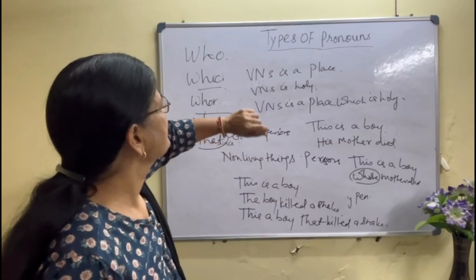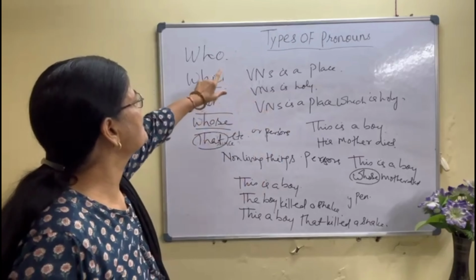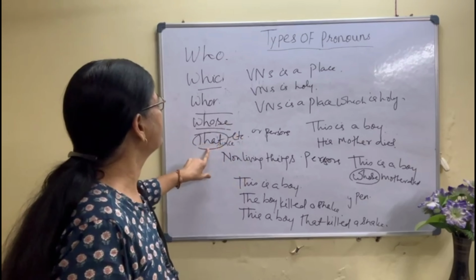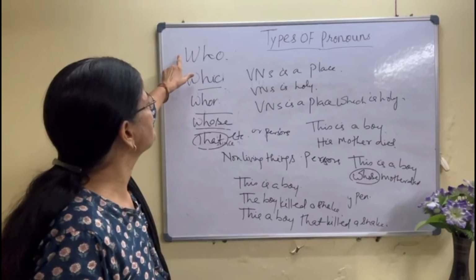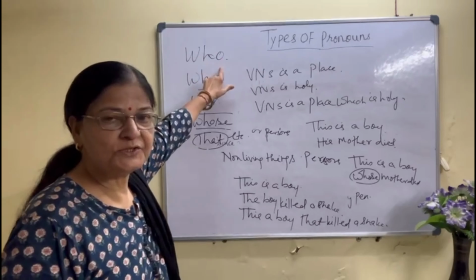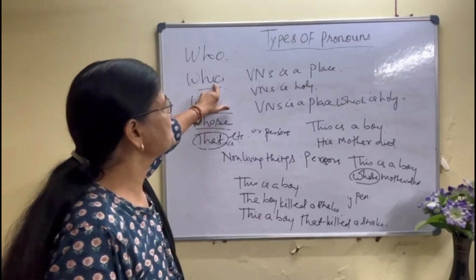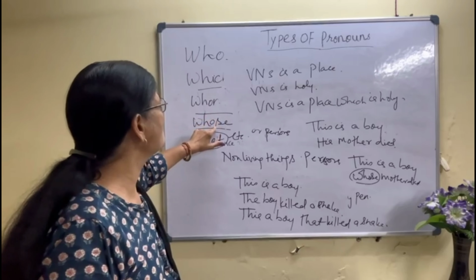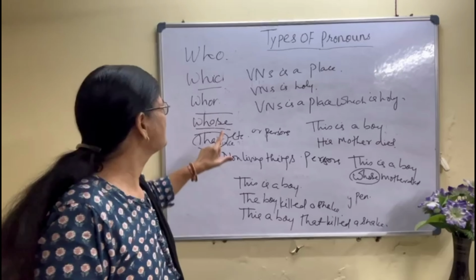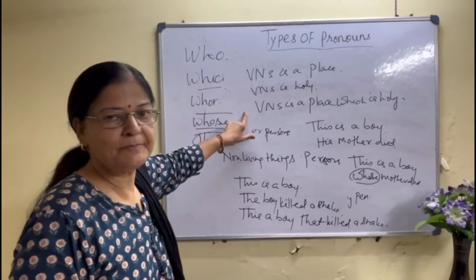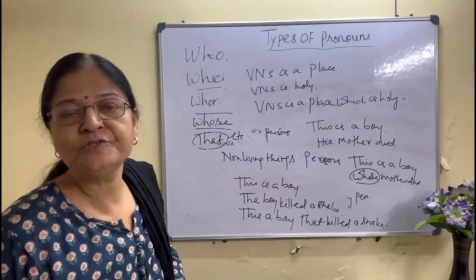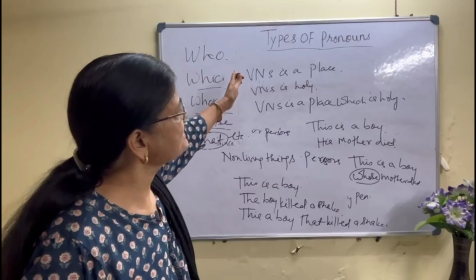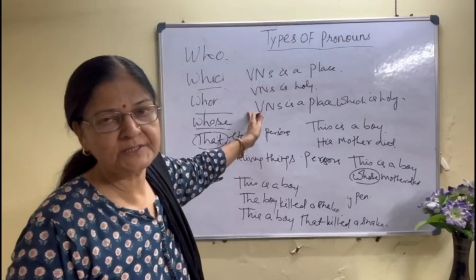So students, the different types of relative pronouns are who, which, whom, whose, that, etc. Now it should be very clear in the mind that who is used for the living beings, which is used for non-living things and for places, whom and whose are also used for the living beings, and that can also be used for non-living things and persons also at times. By this, we end up our chapter of pronouns.